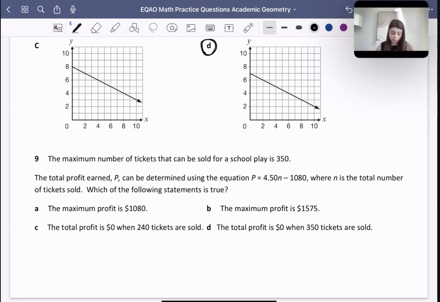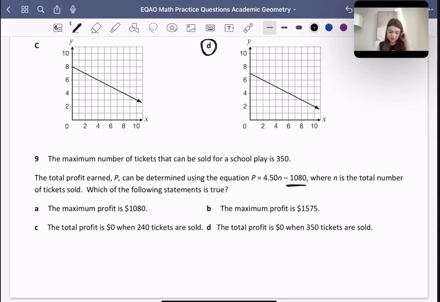The total profit earned can be determined by this equation, where P is equal to $4.50 times N, the number of tickets sold, minus 1,080. Which of the following statements is true? A says the maximum profit is 1,080. Well, no, that's not true. 1,080 is basically the initial cost.